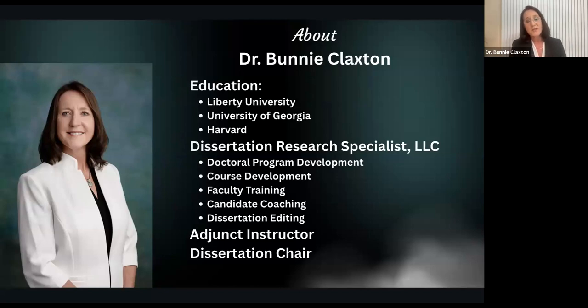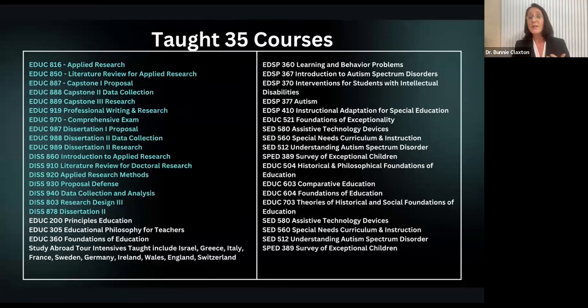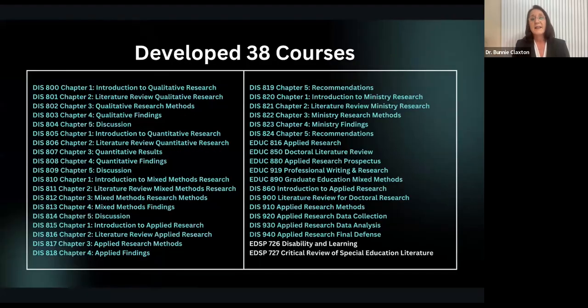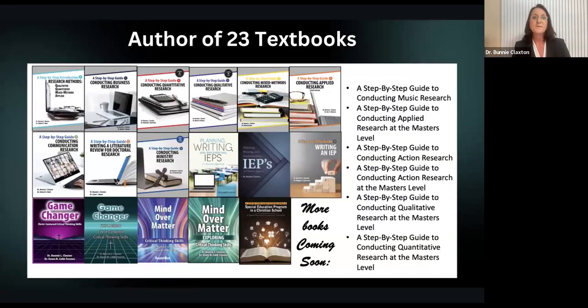I'm an adjunct instructor and also a dissertation chair. I've taught 35 different courses. You can see the ones on the left-hand side. These are all doctoral level courses that I've taught. I've been the subject matter expert of 10 different courses, and 8 of those 10 have been specific to dissertation research. I have developed 38 courses, and 36 of those courses have been related specifically to the dissertation, the doctoral process and the dissertation. I'm the author of 23 textbooks with more on the way. Most of these are related to doctoral research.